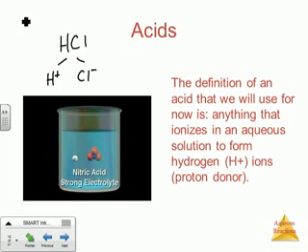Okay. Now the other thing we talked about the other day was weak versus strong electrolytes, and that really comes into play here with acids and bases.